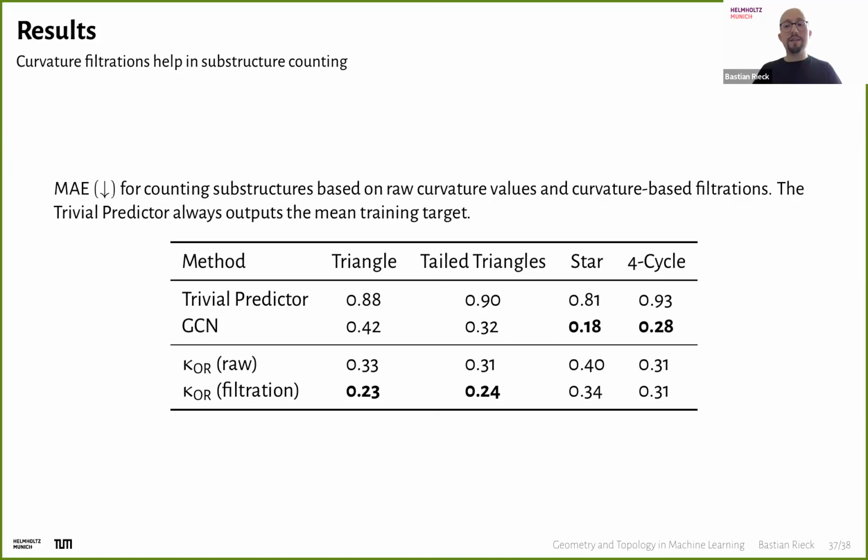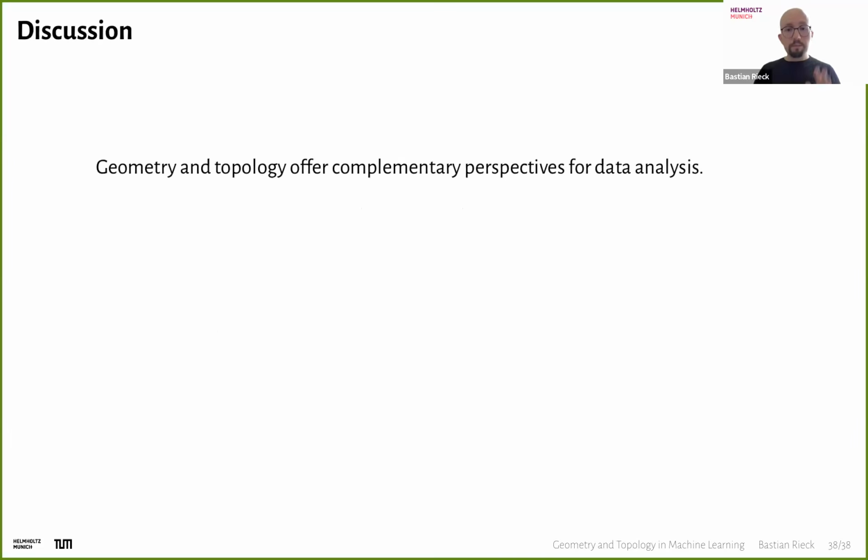But for now, we're already very, very happy with these types of results, because this tells us that curvature filtrations together with topological descriptors are very nicely capable of distinguishing between different sets of graphs, and we look forward to using them in practice for comparing graph distributions. Now, that brings me to the end, and I want to have a couple of points for discussion before taking additional questions. So I hope that this talk showed that geometry and topology offer complementary perspectives for data analysis.